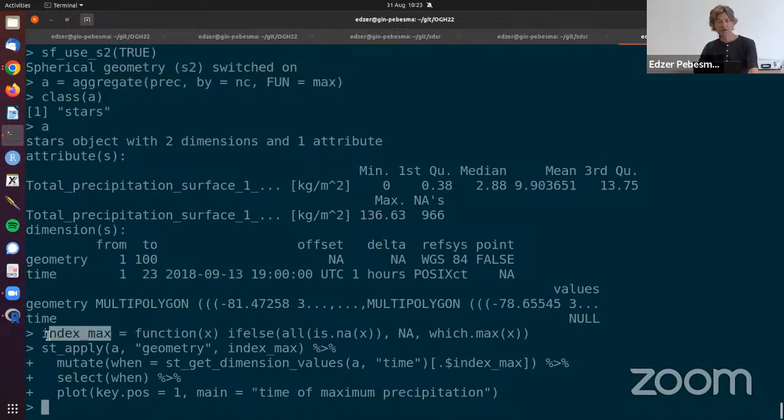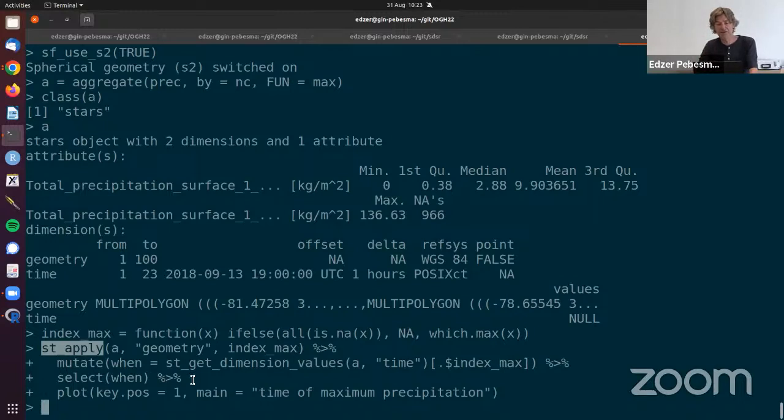Here I have a custom function, index max, which uses which.max, the index of the maximum value, and takes care of missing values, and uses that not in aggregate but in st_apply. st_apply basically applies functions to dimensions. It is modeled after apply. I hope people know apply: it works on arrays and does operations over dimensions. You could do row-wise maximum, column-wise maximum, or arbitrary functions over rows, columns, or even sets of dimensions in higher-dimensional arrays.